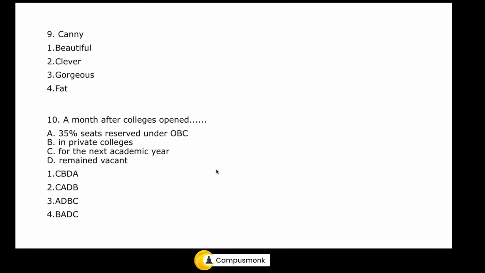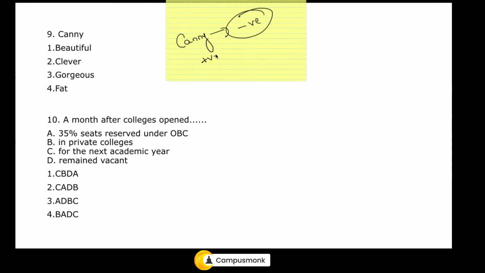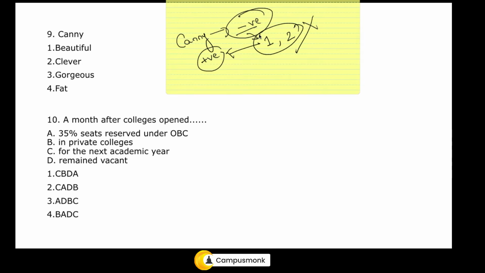So moving on to the next word, you have to again find the synonym of this word, canny. Okay, your time has started. Please go for it. All right. So what is canny? Okay, so canny. This term sounds negative. So let us eliminate all the positive options that are provided. Let's eliminate 1 and 2, which say beautiful and gorgeous. Just eliminate them because the word canny is negative, so the meaning can never be positive. So now we are left with clever and fat.